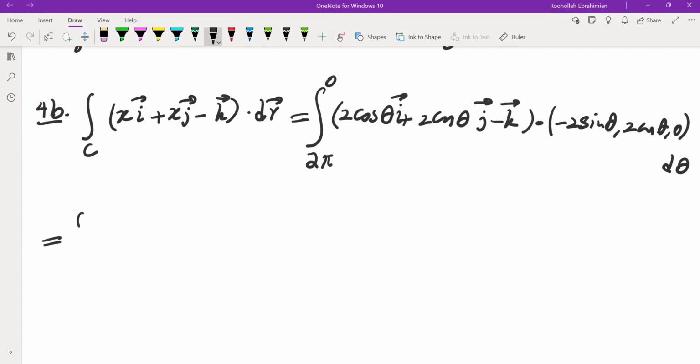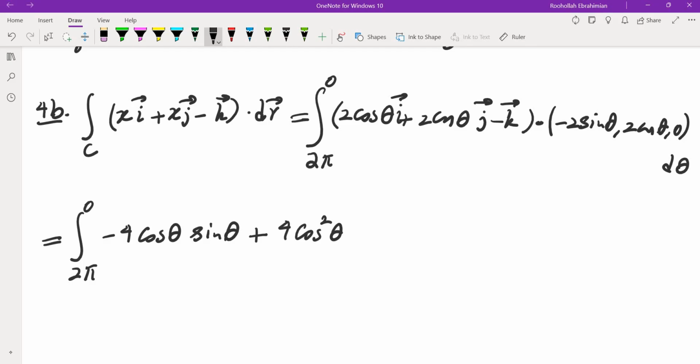And then we'll have to perform the operation. So from 2 pi to 0, when we do the dot product, we get minus 4 cosine theta sine theta. And then the second component gives us plus 4 cosine squared theta. And the last component is 0. So that is the final answer to this problem.